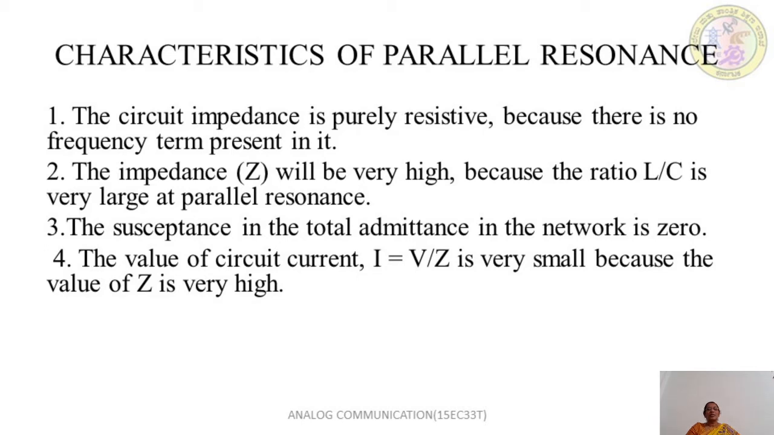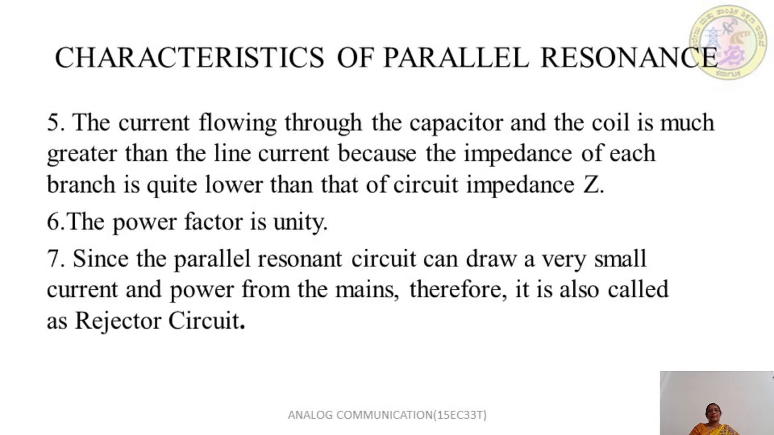The value of circuit current I is equal to V by Z. It is very small because the value of Z is high. That is, in parallel resonance the frequency response is minimum, which means the value of current is minimum. The current flowing through the capacitor and the coil is much greater than the line current because the impedance of each branch is lower than that of circuit impedance Z. The power factor is unity.